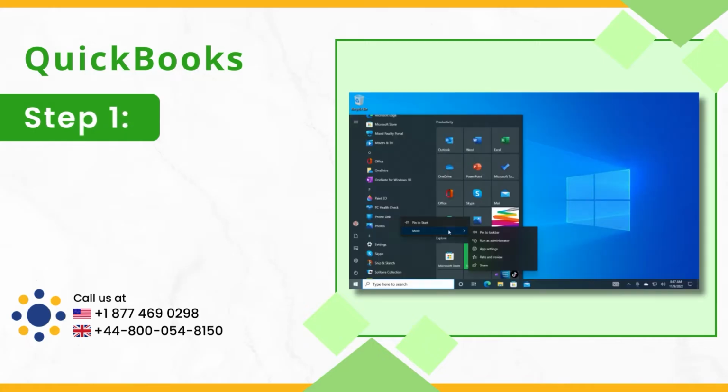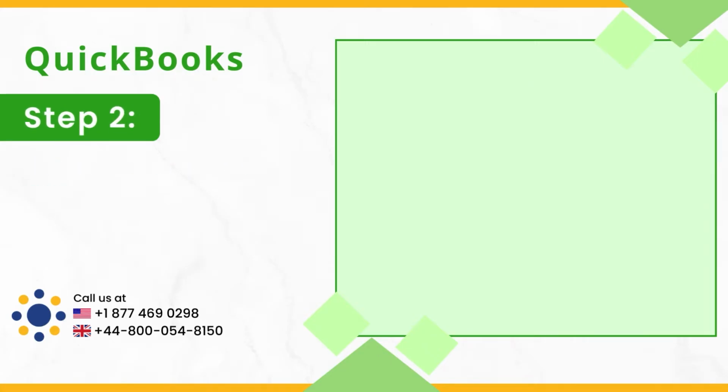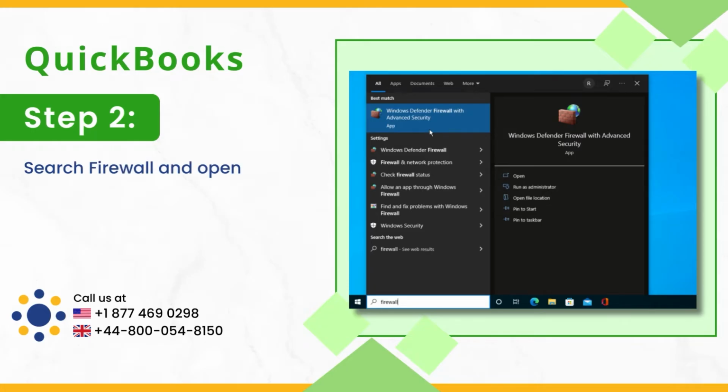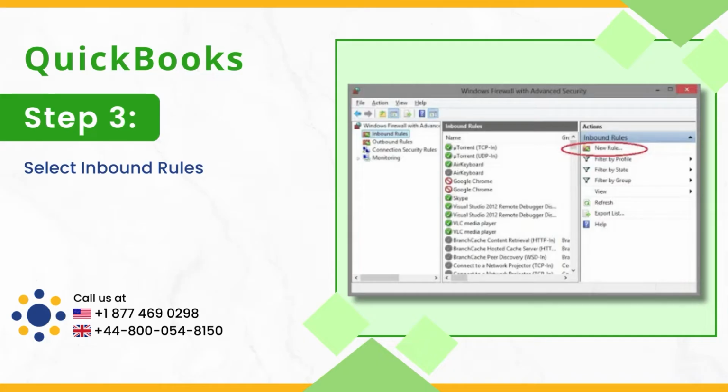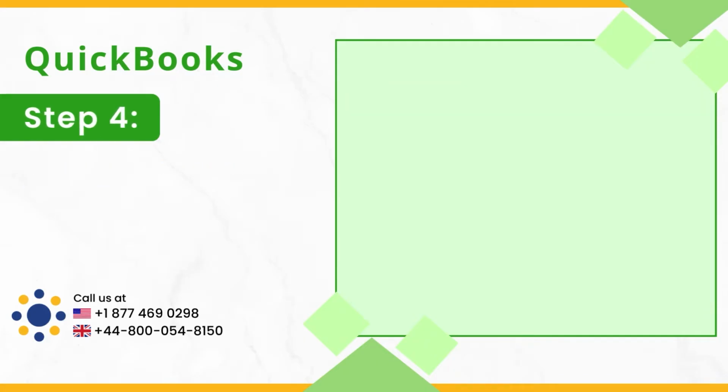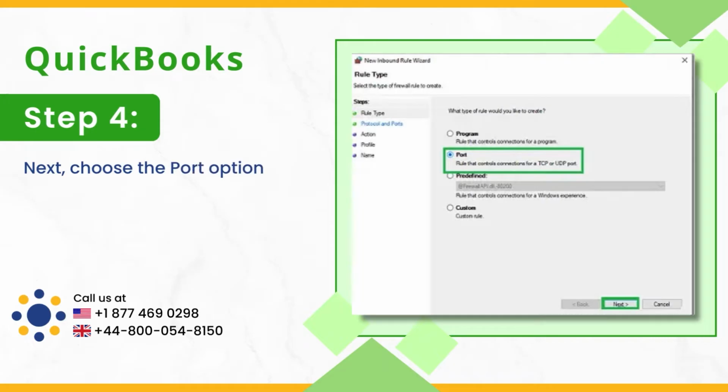Step 1. Click on the Windows Start menu. Step 2. Search Firewall and open it. Step 3. Select Inbound Rules and then New Rule. Step 4. Next, choose the port option and click on Next.